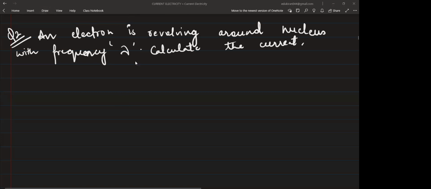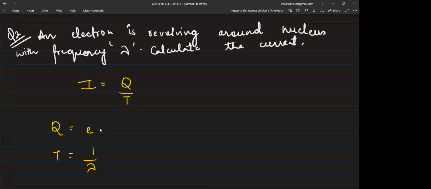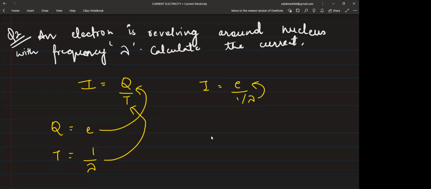See, Memuna, how we'll solve this question. Basically, you know, the formula of current is charge divided by time. Now, we know that charge is the electronic charge. And what is the time's relationship with frequency? Time is inversely proportional to frequency. So if you put this and this here, charge is E and 1 by frequency. Frequency will go up. So current is equal to E into frequency. This will be the form. Write it.